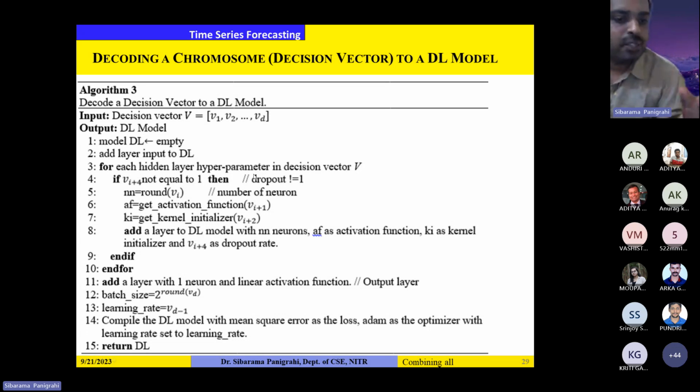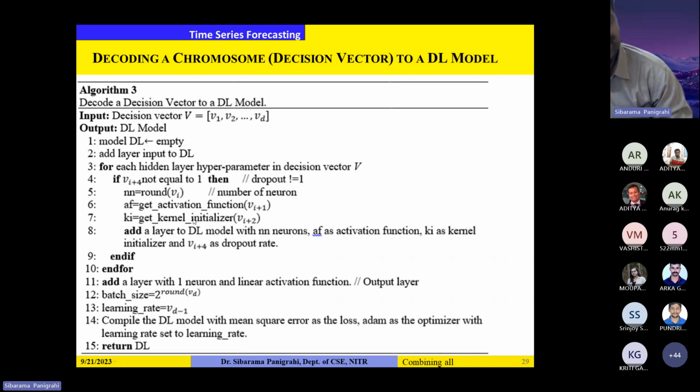Suppose I have fixed the maximum number of hidden layers as 10, and out of 10 hidden layers, if 2 hidden layers have dropout rate 1, it means those 2 layers will be dropped and I will have 8 hidden layers. Similarly, based on the dropout rate, the number of layers in the deep learning model can vary. Now if the dropout rate is not 1, then the first decision vector, that is the number of neurons, I am rounding it off and getting the number of neurons. For the activation function, I have called the get activation function, so I will get the corresponding activation function.